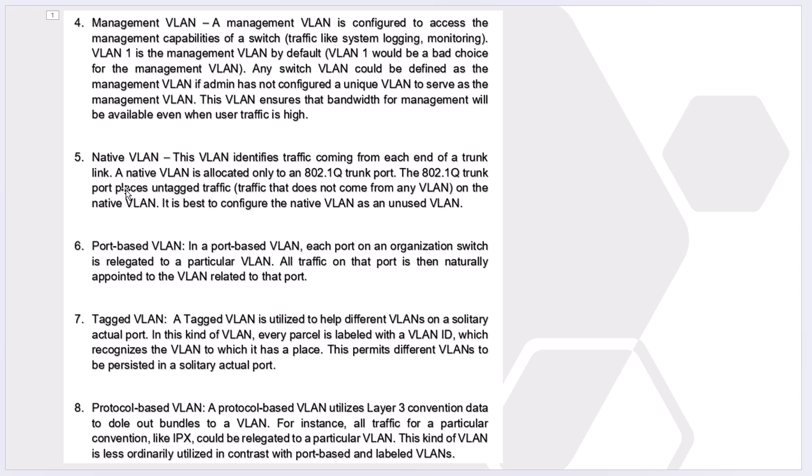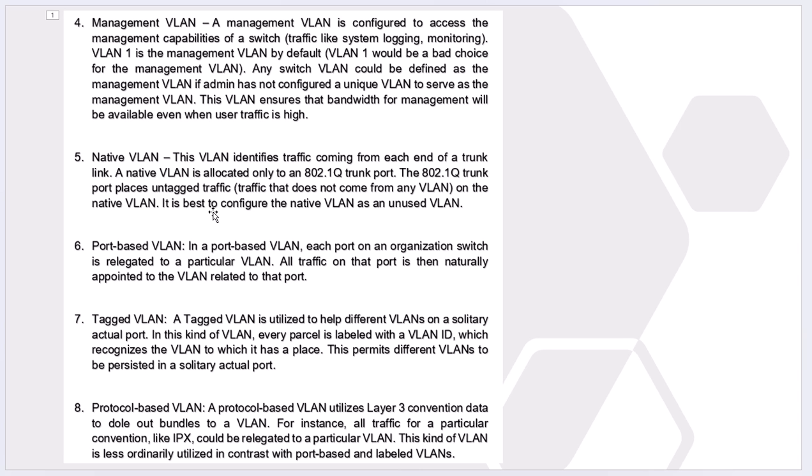Native VLAN is nothing but the untagged traffic. For example, some devices don't have VLAN information, such as many switches. For example, a hub is a very old concept, and there is no VLAN concept support for hub traffic.